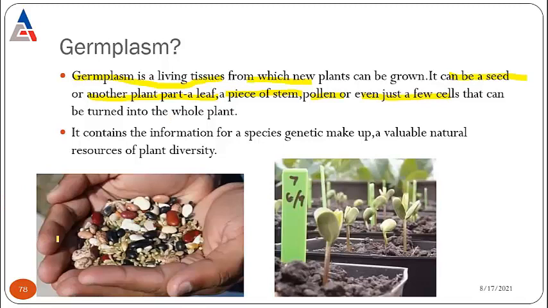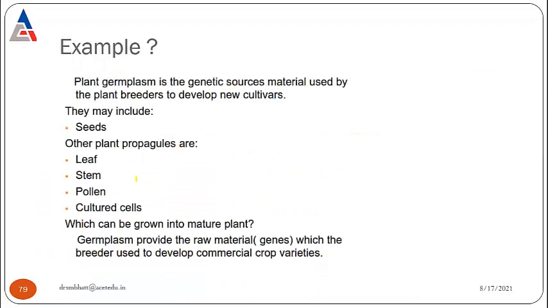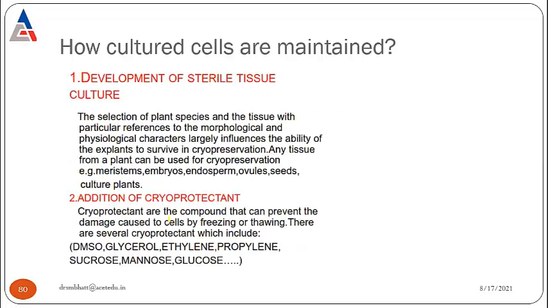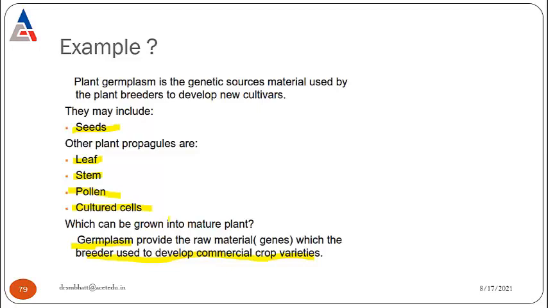This carries information about species, genetic makeup, and natural plant diversity, right? Germplasm may be the seed, the leaf, the stem, pollen, or cultured cells, which can be grown into a mature plant. Any such germplasm which contains the genes that the breeder uses to develop a commercial crop variety. So plant germplasm is the genetic source material for the plant breeder to develop new cultivars.